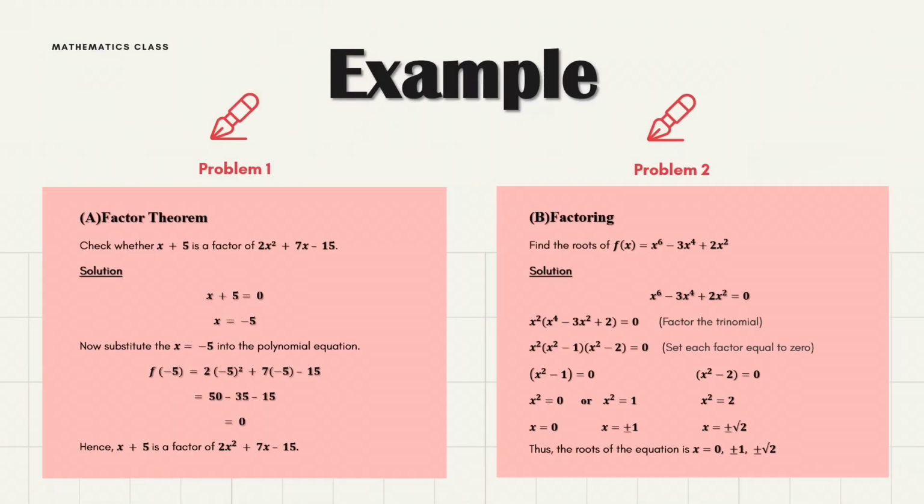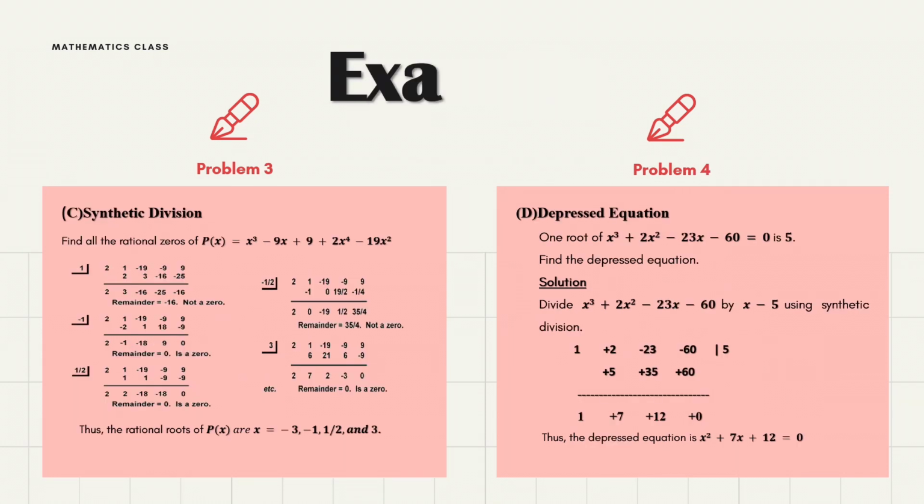Now, let's look at the example question for each of the methods. The first one, factor theorem. The second one, factoring. The third one, synthetic division. And the last one, depressed equation.